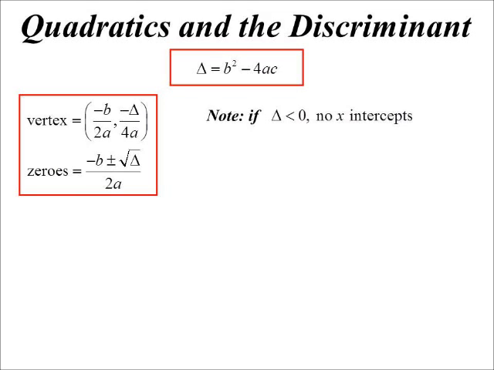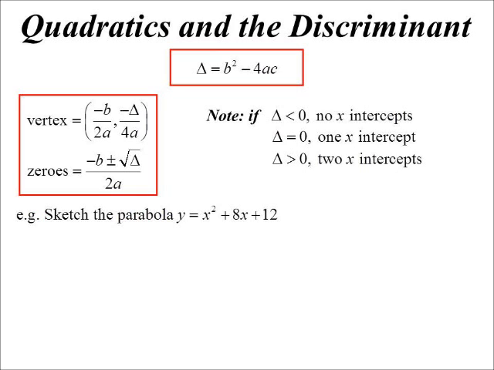Now, if the discriminant is less than 0, that means in our quadratic formula we're going to find the square root of a negative number, which of course we can't do. So that tells us our graph will have no x-intercepts. If it was equal to 0, then we'd be saying plus or minus 0, so we must have only one intercept. So that's one of the ones where the parabola just touches the x-axis. And if it's greater than 0, then we would end up with two solutions, because we would have plus or minus whatever that square root is.